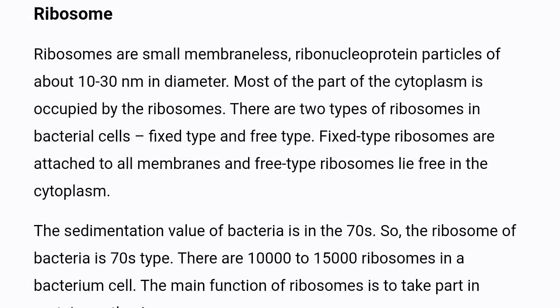Ribosomes are small membraneless, ribonucleoprotein particles of about 10 to 30 nanometers in diameter. Most of the cytoplasm is occupied by ribosomes. There are two types of ribosomes in bacterial cells, fixed type and free type. Fixed-type ribosomes are attached to membranes, and free-type ribosomes lie free in the cytoplasm.